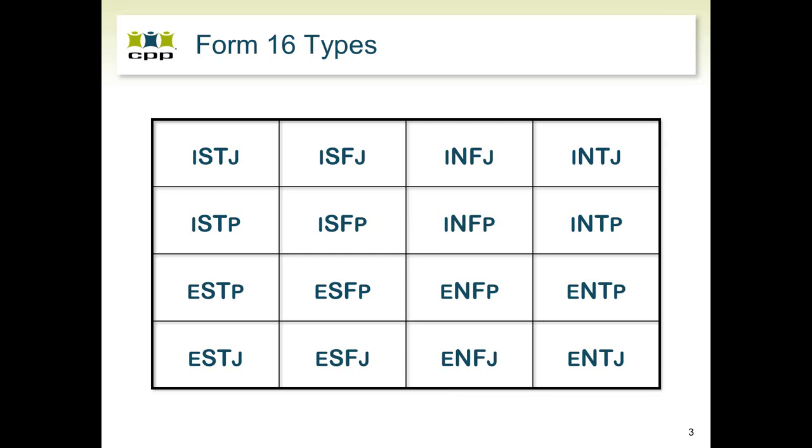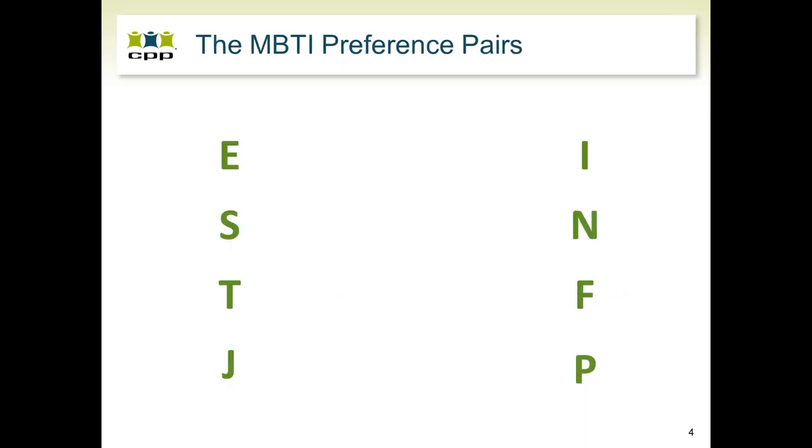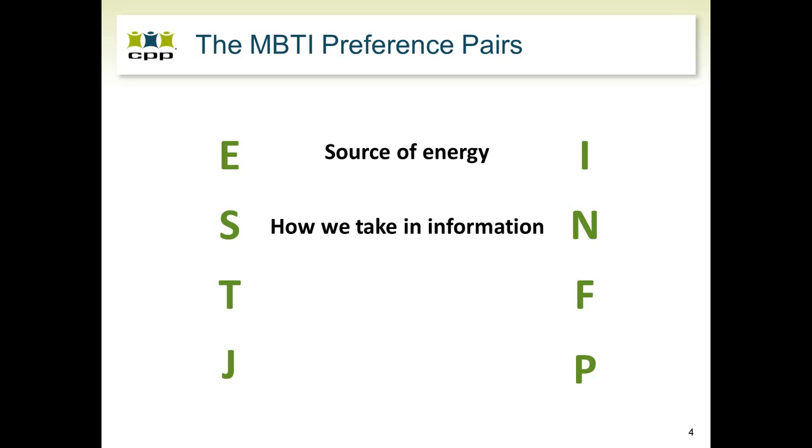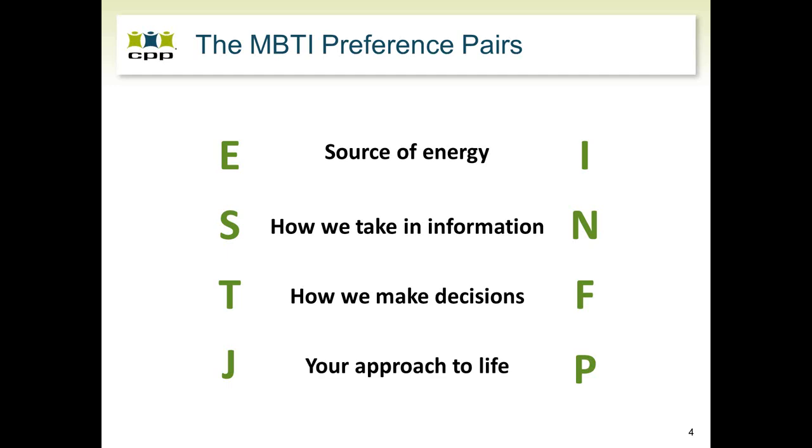It's represented here on the type table that is published in just about every publication that has to do with type. Now these codes, the 16 codes that you just saw, are made up of one letter from each of these pairs. The letter that represents our preference for extroversion versus introversion, how we get and direct energy. The letter that represents sensing versus intuition, how we take in information. Thinking versus feeling, how we make decisions. And judging versus perceiving, our general approach to life.